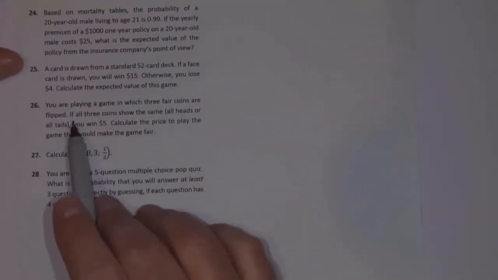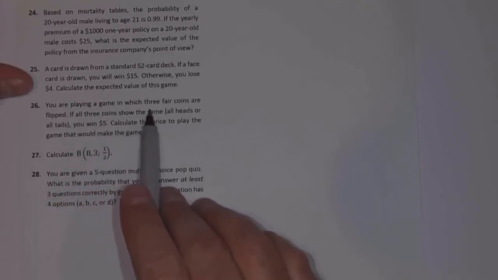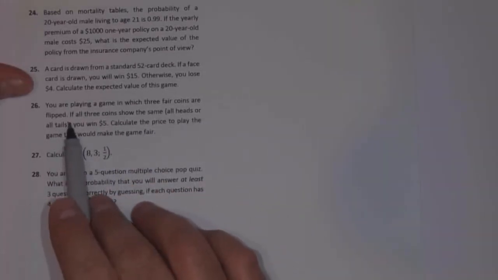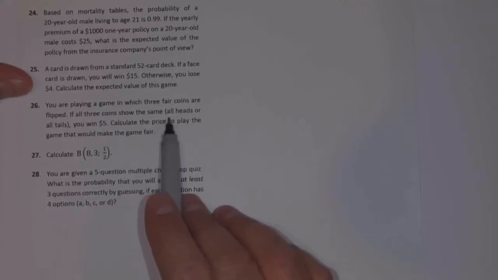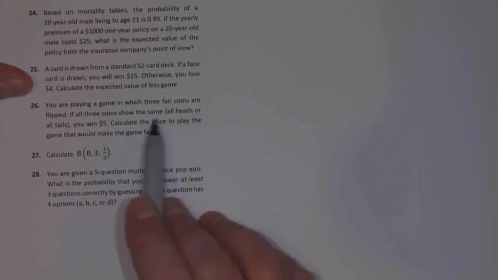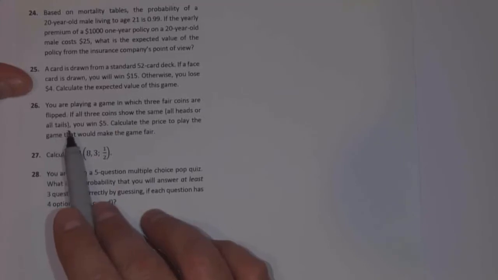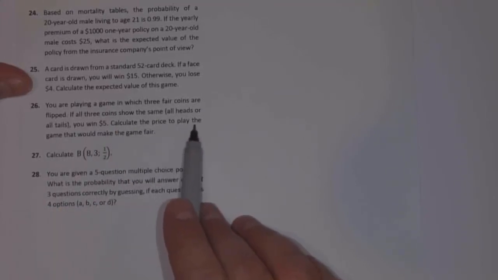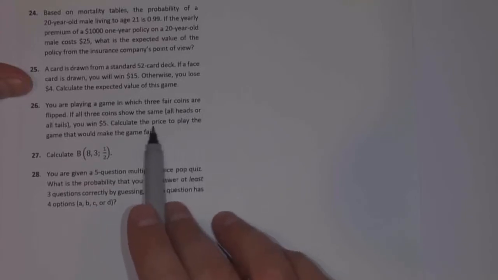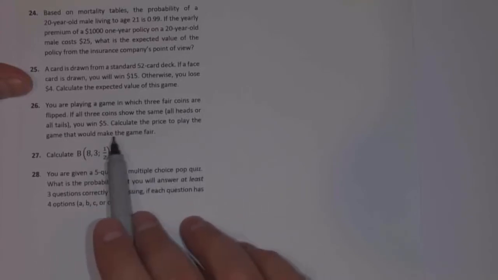Now let's take a look at number 26. You are playing a game in which 3 fair coins are flipped. If all 3 coins show the same, in other words, if all 3 coins land on heads or if all 3 coins land on tails, you win $5. Calculate the price to play the game that would make the game fair.